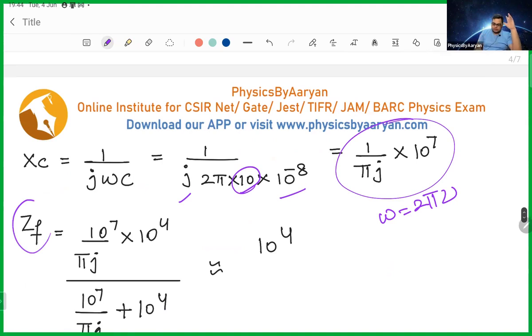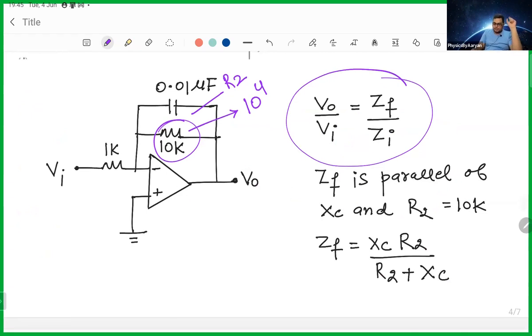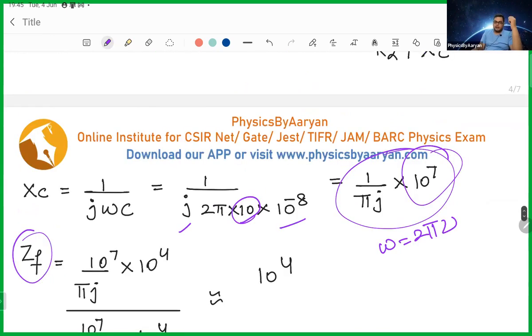Who is the second component in this? The second component is the resistor. One is a capacitor and the other is a resistor, which is 10 kilo ohm, that is 10 to power 4. Don't you think that your XC is much larger than your R? XC is almost 10 to power 7, and R is 10 to power 4. It is 1000 times greater. So what I can do actually is ignore my R with respect to XC.